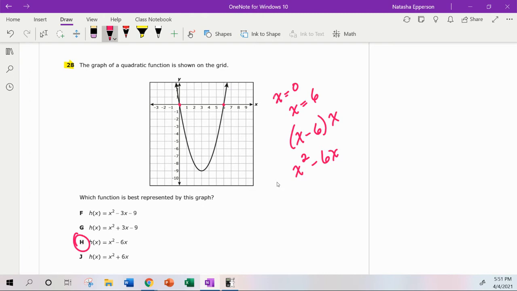Think about how I would find this. In order to get those two zeros, I would set that equal to 0. That would give me x is equal to 0 and x minus 6 is equal to 0. Solve for x. Well, this one's already solved. That would give you x is equal to positive 6. So that would give me the two zeros of that graph.